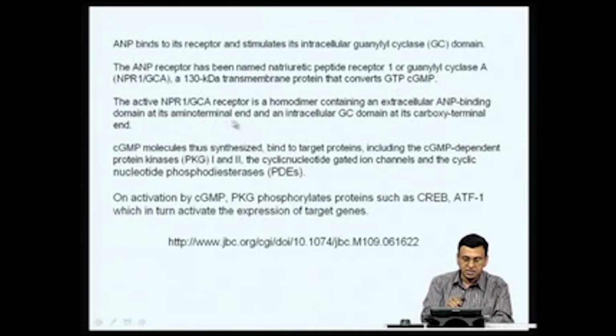The active GCA receptor is a homodimer containing an extracellular ANP binding domain at its amino terminal domain to which the ligand binds, and an intracellular guanylate cyclase domain at its carboxy terminal domain.